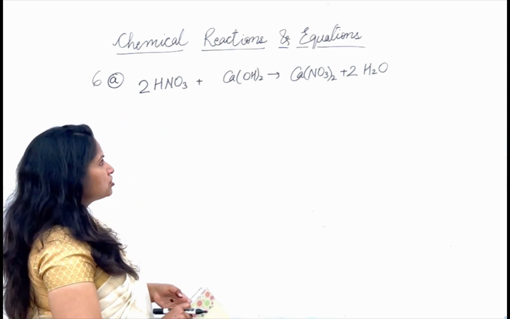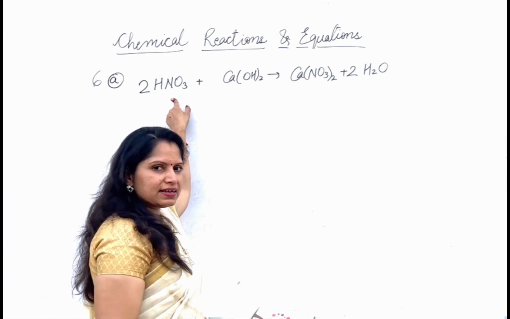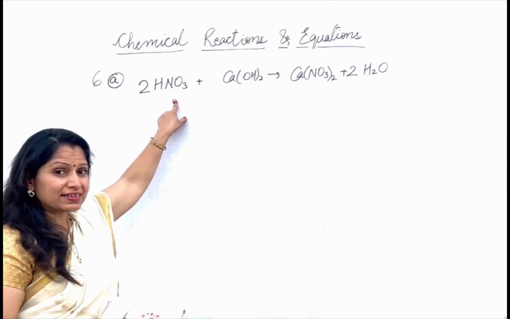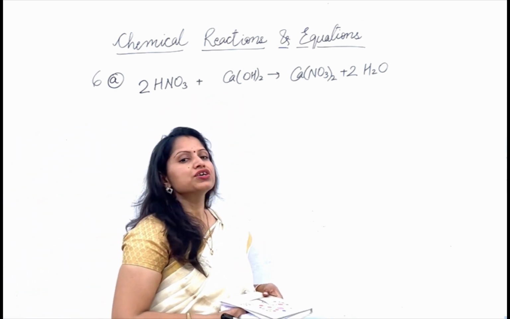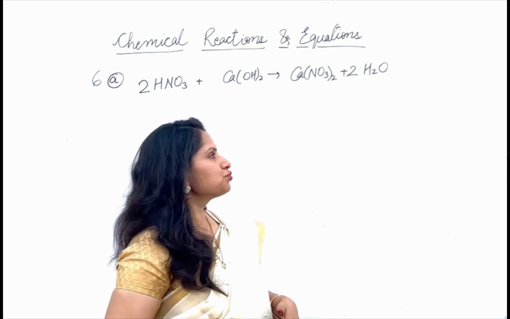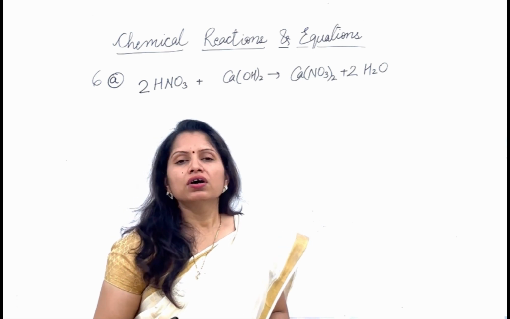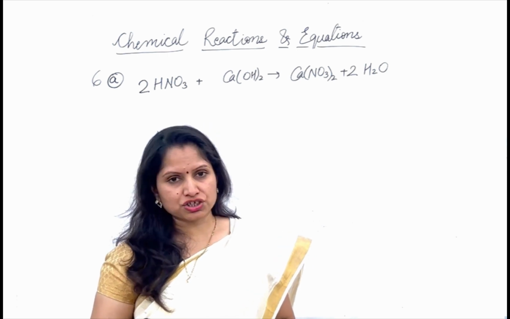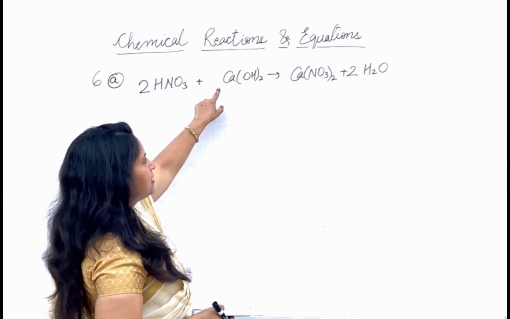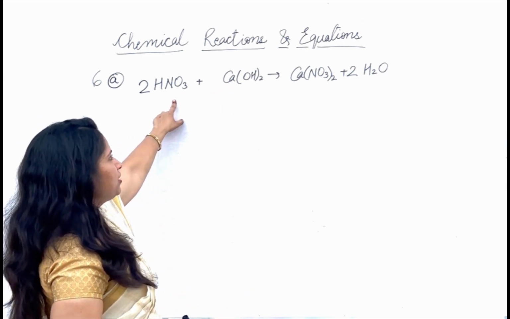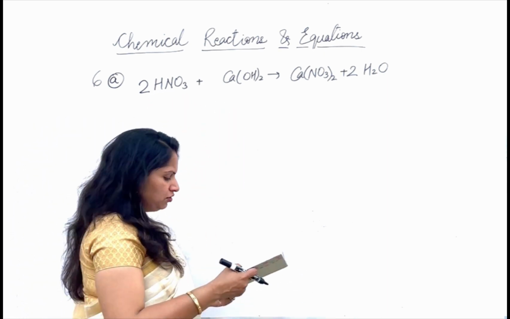Which type of reaction is this? Nitric acid is there. HNO3, with the passing days you will find that this is nitric acid, and calcium hydroxide is a base. So acid combines with base to form salt and water. That is an example of a neutralization reaction. Apart from that, since exchange of ions is taking place, meaning calcium is taking the nitrate ion from nitric acid, it's also an example of a double displacement reaction.